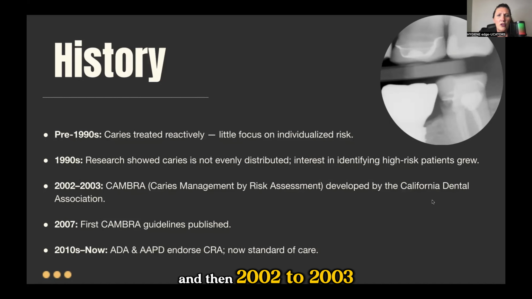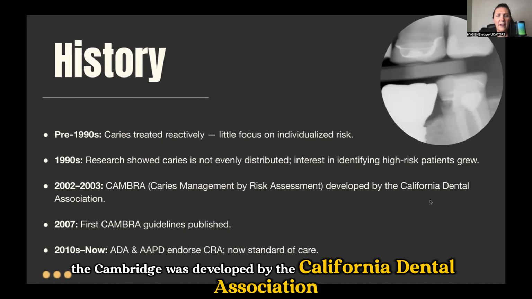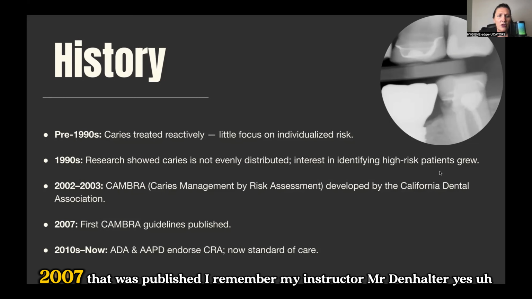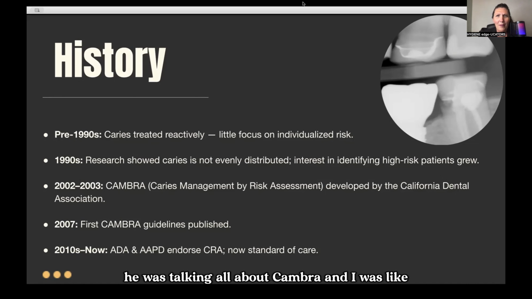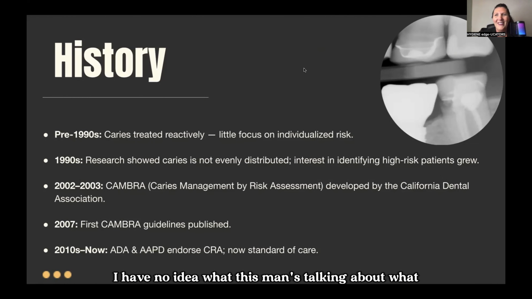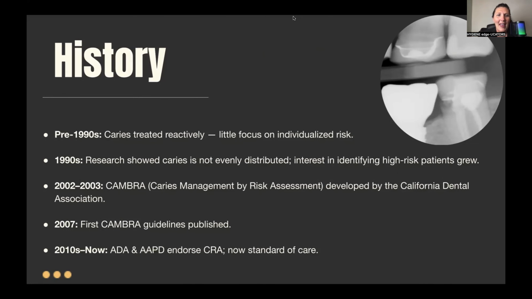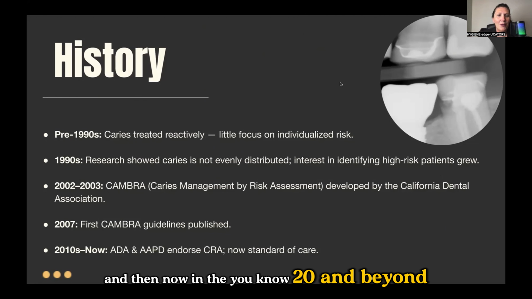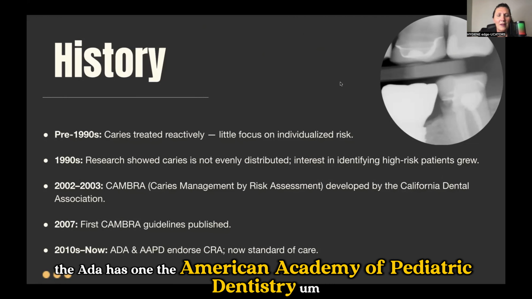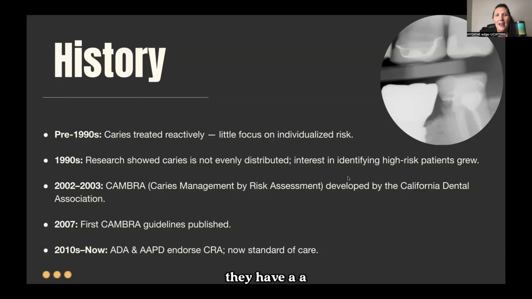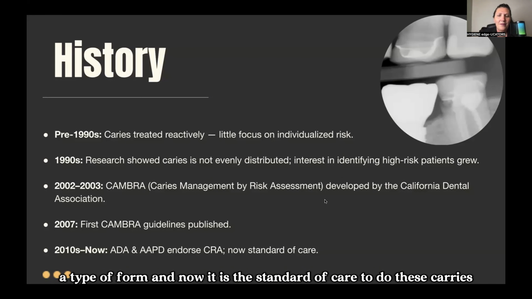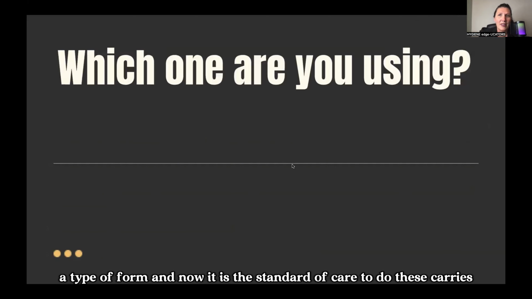Then in 2002 to 2003, CAMBRA was developed by the California Dental Association, and published in 2007. I remember my instructor, Mr. Denhalter, talking all about CAMBRA, and I had no idea what this man was talking about. There was a bit of a disconnect for me as a provider and clinician. I didn't really know what risk assessment meant for a little while. Now, in the 2010s and beyond, the ADA has one, and the American Academy of Pediatric Dentistry has a type of form, and it is now the standard of care to do these caries risk assessments.